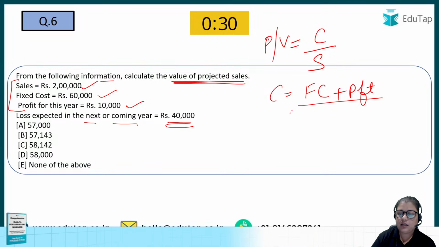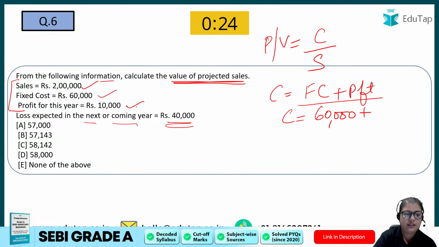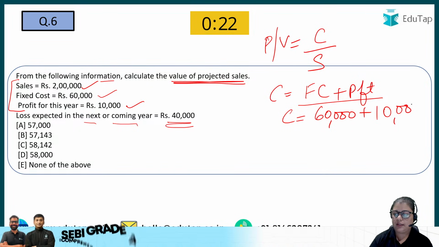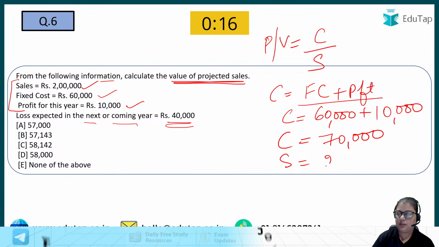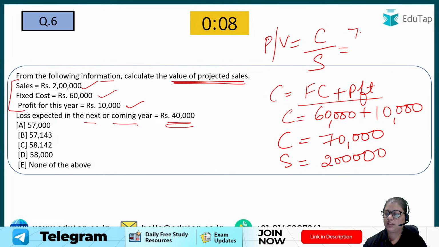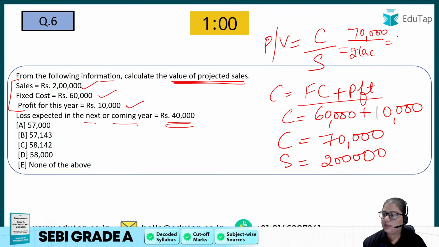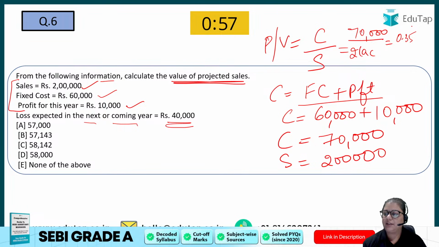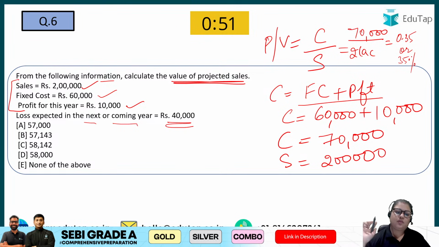Just calculate. Contribution will be equal to fixed cost, which is 60,000, and profit is 10,000. So contribution will be equal to 70,000. Sales is given to me as 2 lakh. So my PV ratio will be contribution upon sales. 70,000 divided by 2 lakh, just calculate this and tell me the answer. Okay, good. It is 0.35, or 35%. So 35% is my PV ratio.